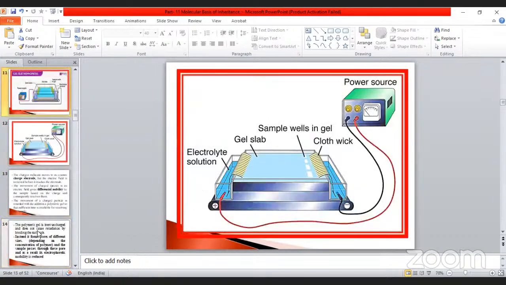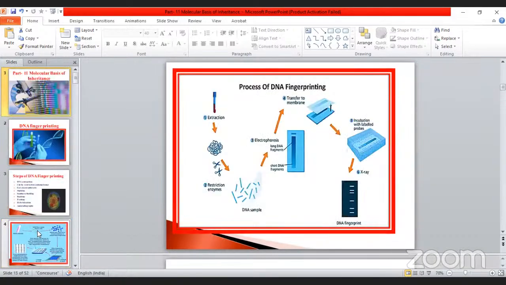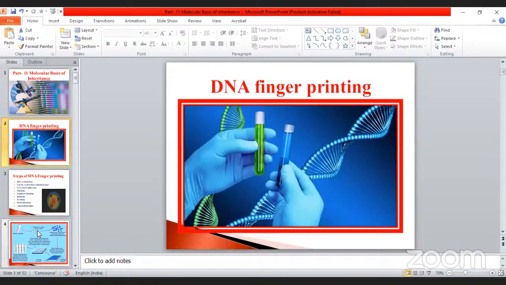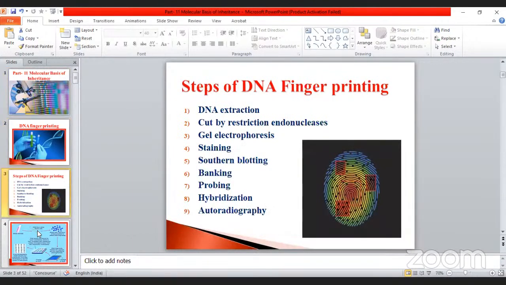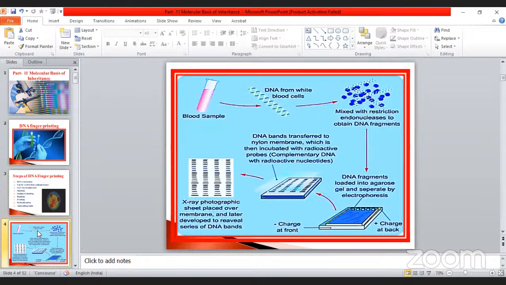So don't forget, my dear students. Today what we discussed: just imagine what is meant by DNA fingerprinting. What are the steps that were used? DNA extraction, cutting with restriction endonucleases, gel electrophoresis technique, staining, Southern blotting, probing and hybridization, and autoradiography. These are the steps that were used for DNA fingerprinting.